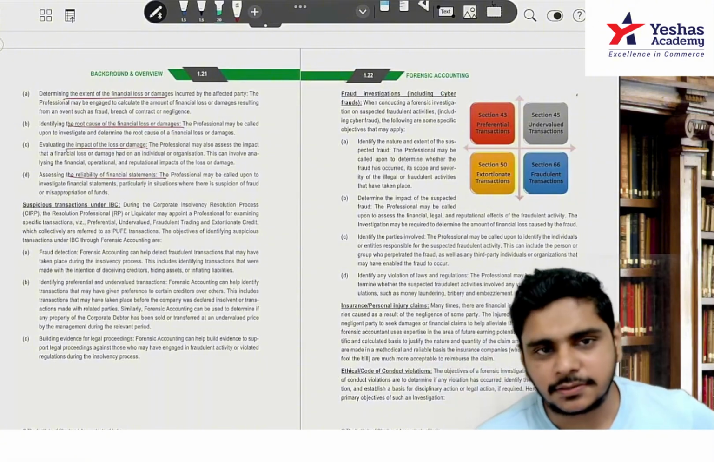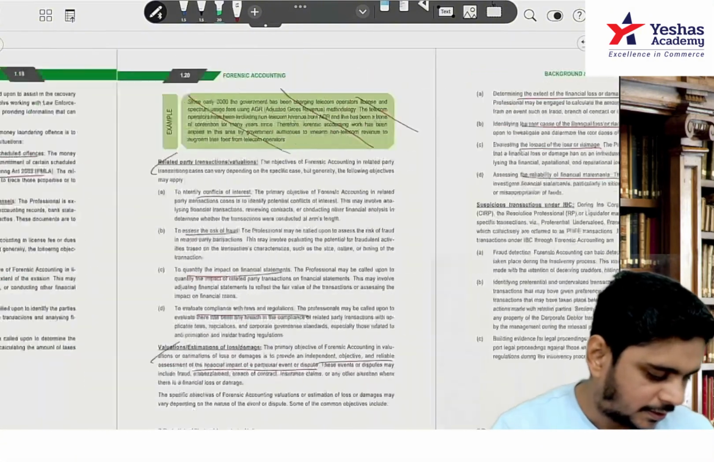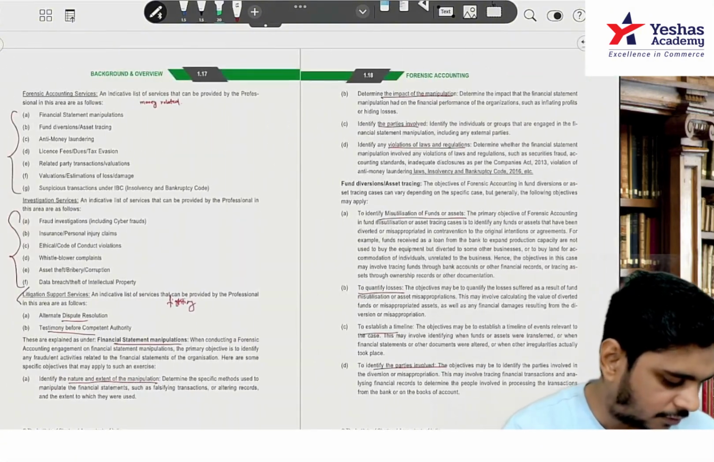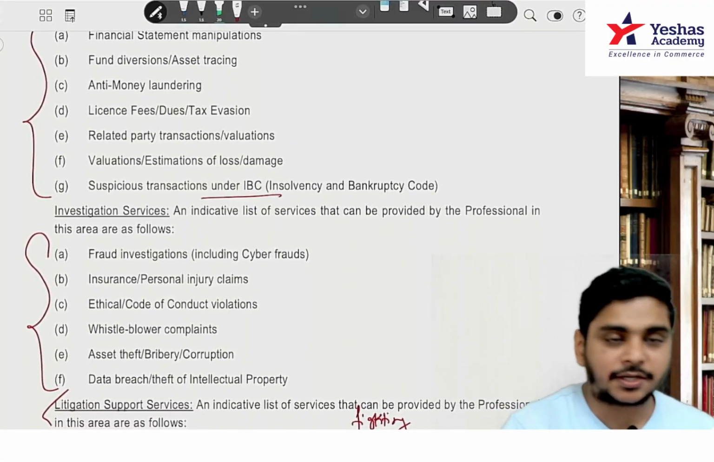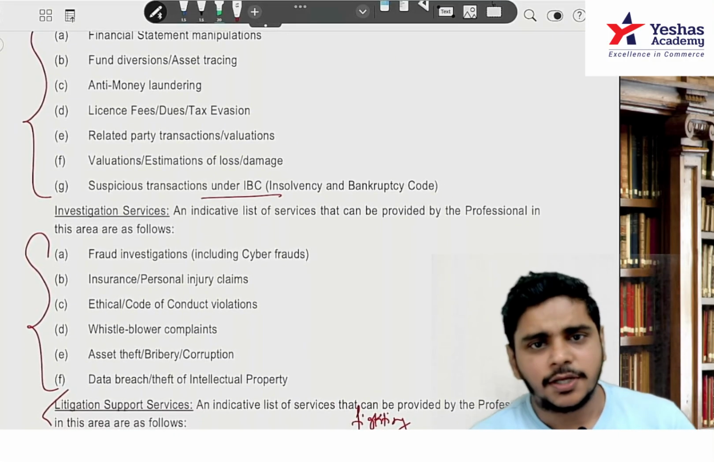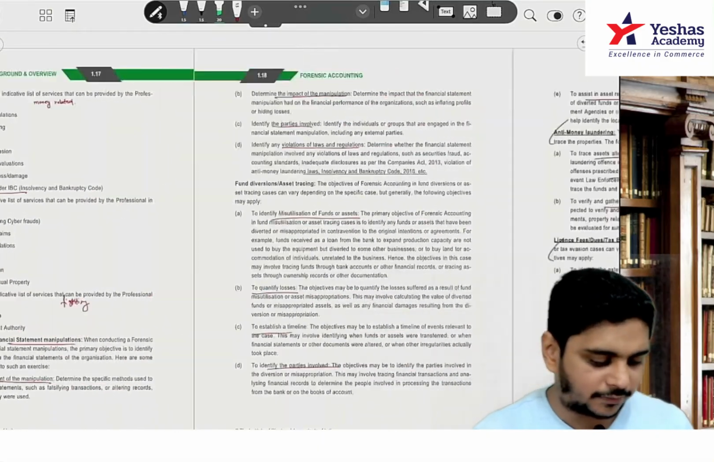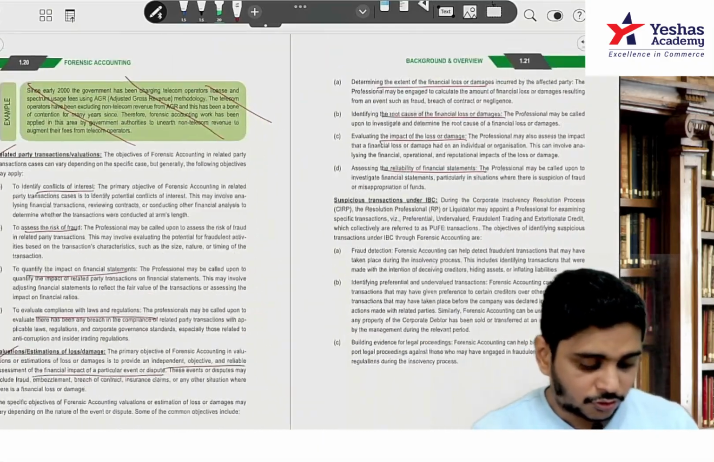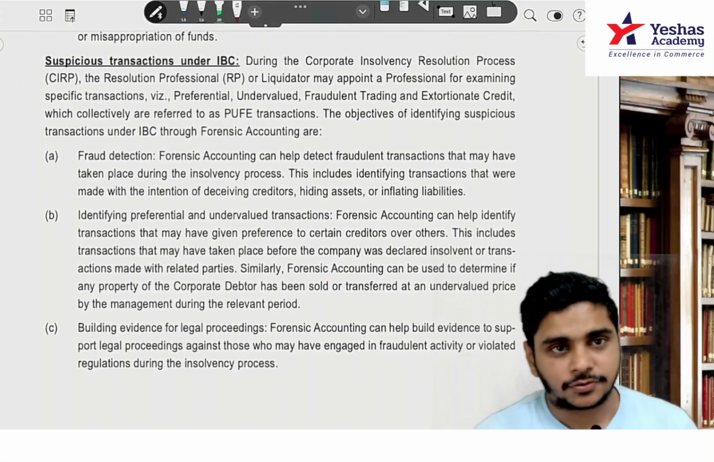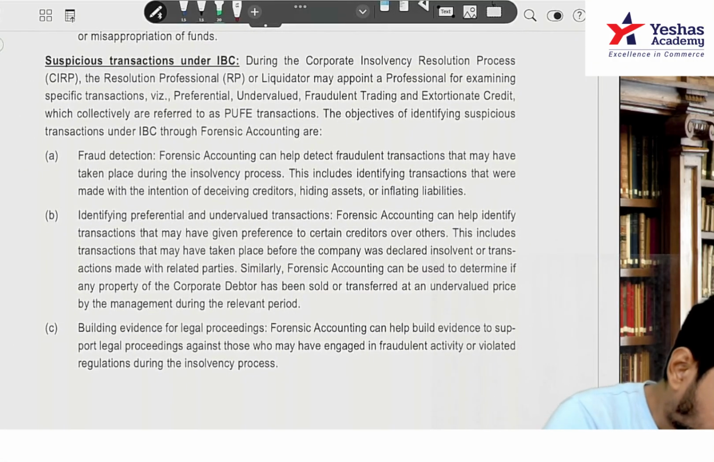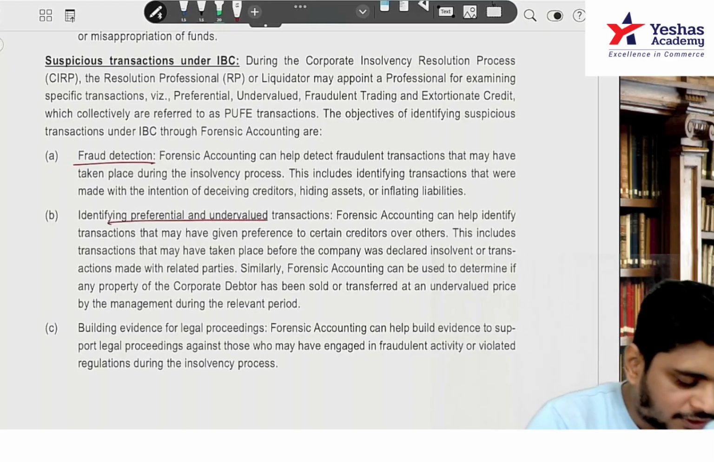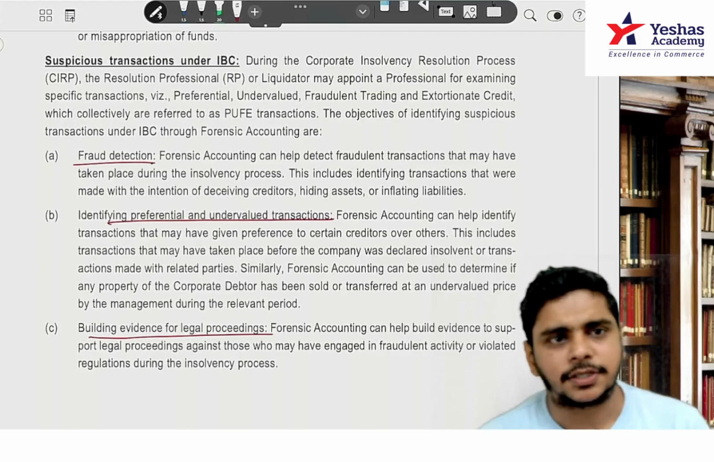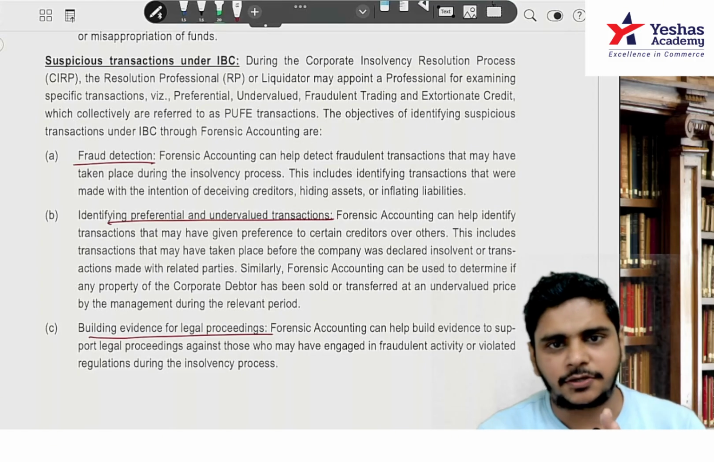Now where else, what other places are we using a forensic professional? Sir, we are using it for investigations. Oh, there is one more. Suspicious transactions under IBC, the Insolvency and Bankruptcy Code. This you must have studied in SPOM Set A. So here also forensics are used, okay, for fraud detection, identifying preferential and undervalued transactions, and building evidence for legal proceedings. So forensic professionals are used in IBC also.